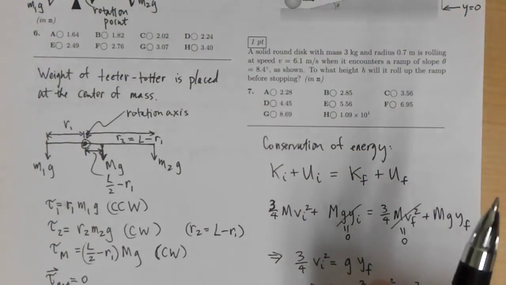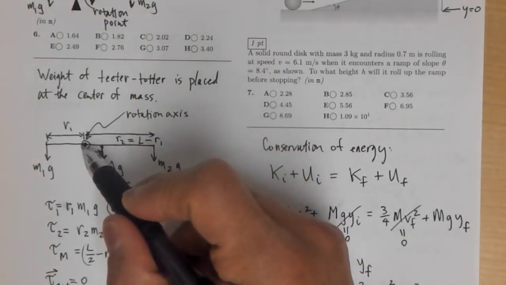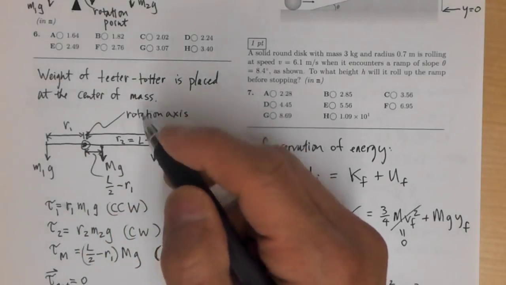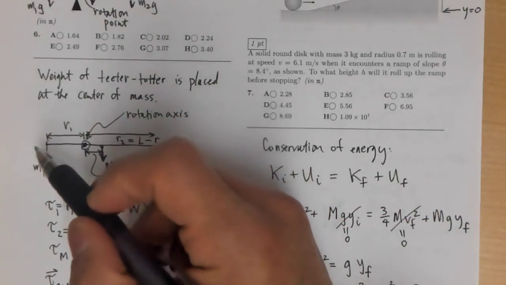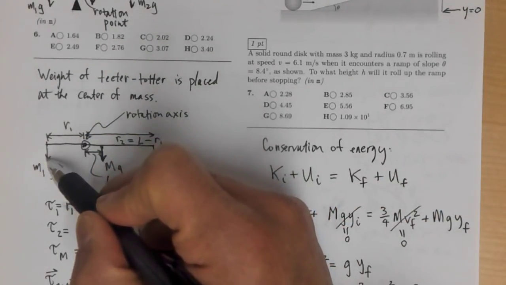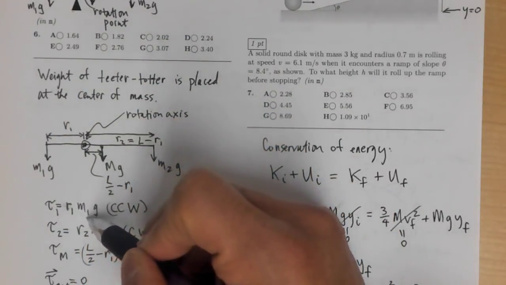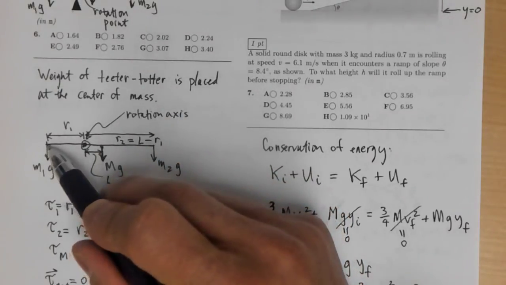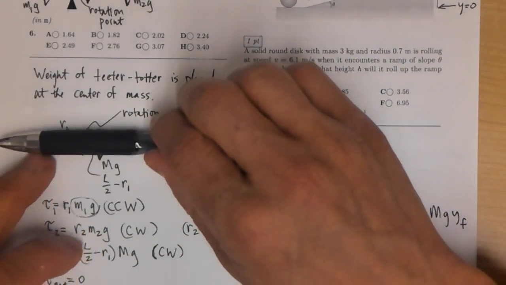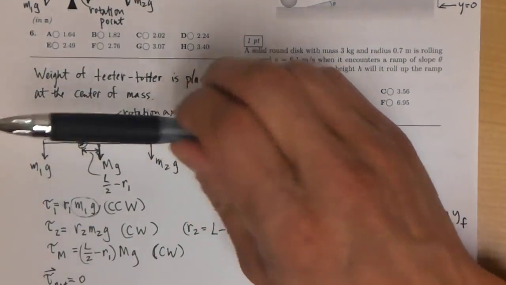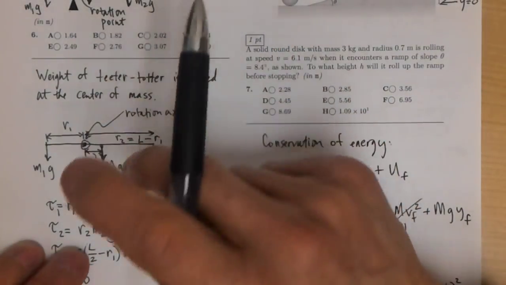Okay, and now the key concept here is to find out the torques from all three forces and realize that when it's balanced, the net torque will be 0. So let's first find out the torque due to M1. We have the weight acting here, the force is M1 times G. The lever arm distance is R1. The angle between these two vectors is going to be 90 degrees, so the sine of 90 degrees is just 1. So R1 M1G, and it's going counterclockwise.